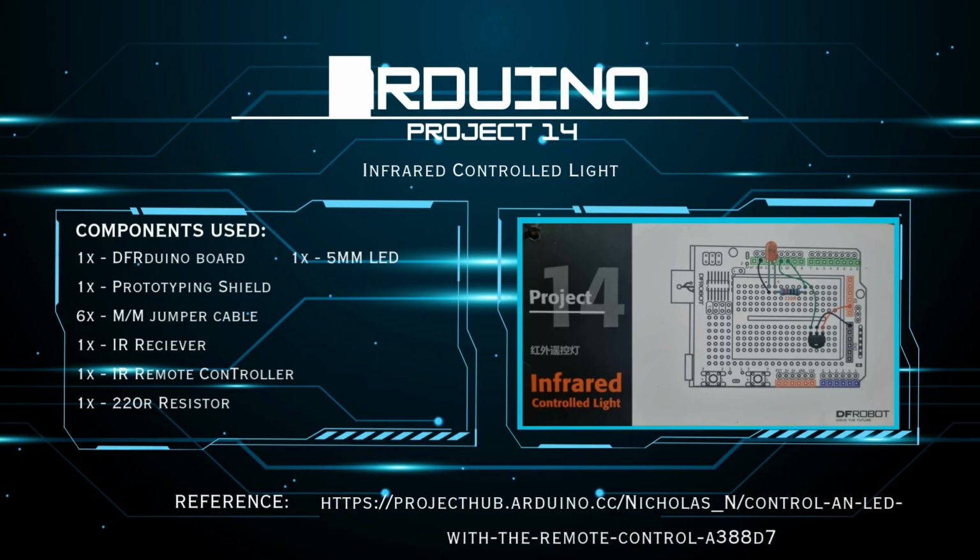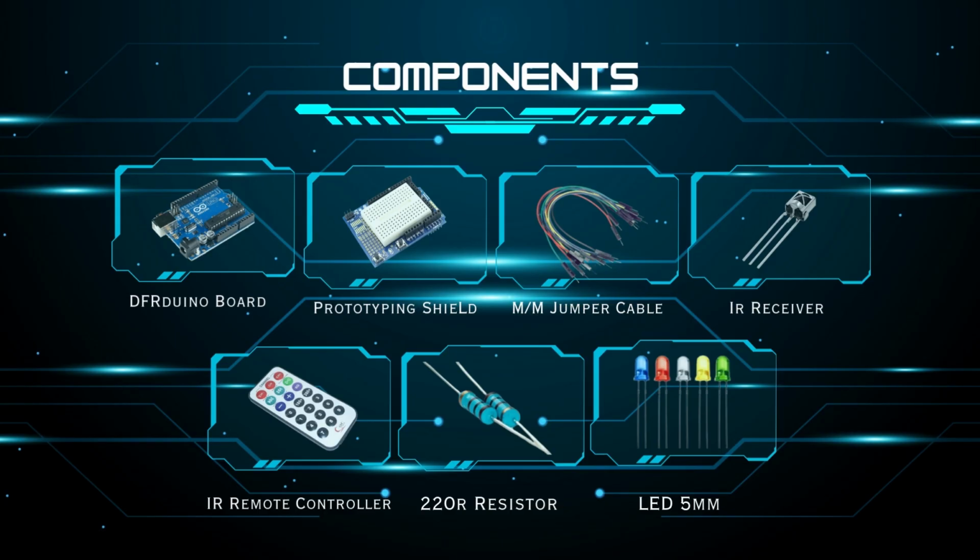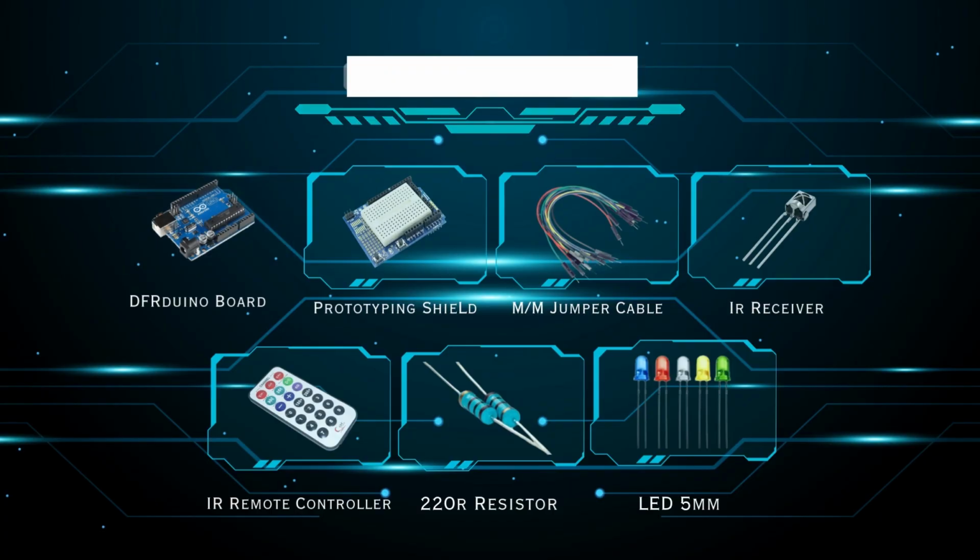The components we used for this activity are: first, Arduino Uno board, the main controller board. Second is breadboard to assemble the connection, and third is jumper wires for wiring the circuit. Fourth, IR receiver, receives the signal from the remote. Fifth, IR remote controller sends command to the receiver. And lastly, LED turns on or off based on the remote input. This project is a great example of wireless control, which is commonly used in TVs, air conditioners, and other remote control devices.